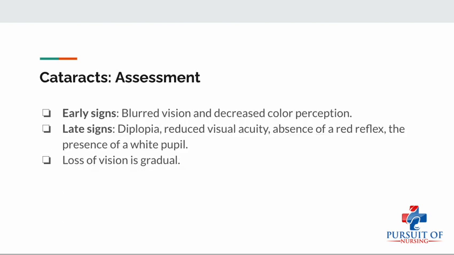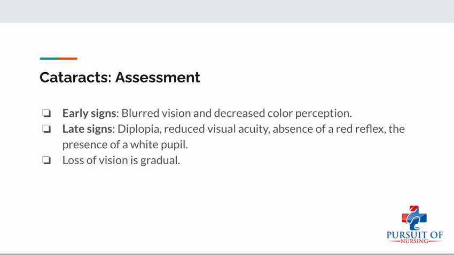Assessment for cataracts. Early signs include blurred vision and decreased color perception. And then late signs of cataracts include diplopia or double vision, reduced visual acuity, absence of a red reflex, and the presence of a white pupil. Those are late signs. The loss of vision is gradual with cataracts. Cataracts can be surgically removed.